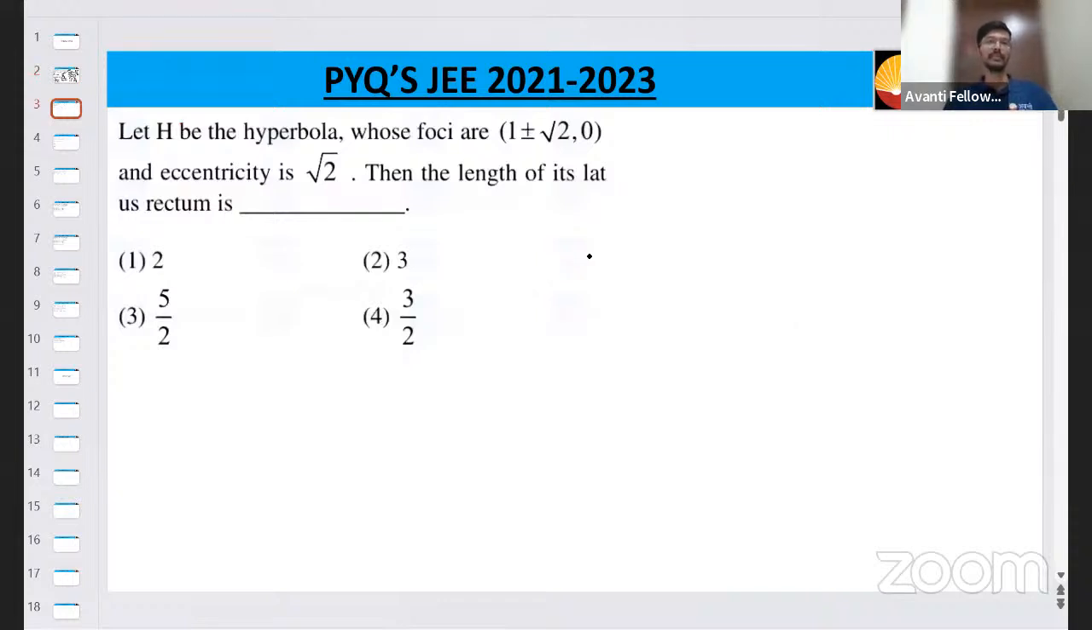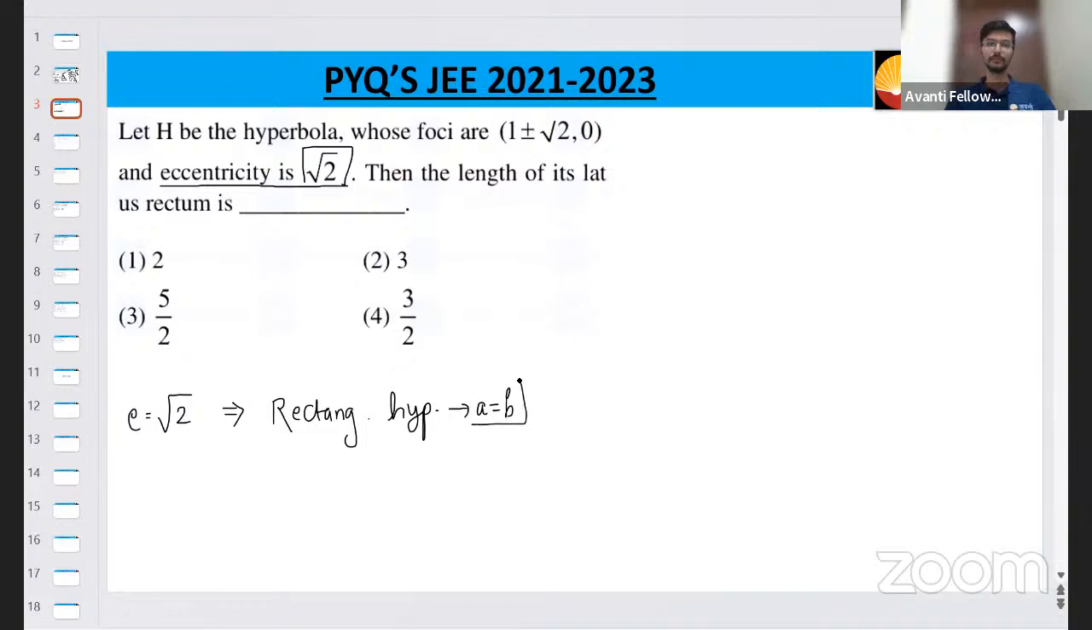Let H be the hyperbola whose foci are given and eccentricity is this. And the length of its latus rectum. Now, you see this eccentricity is root 2. If eccentricity of a hyperbola is root 2, that means the hyperbola is a rectangular hyperbola. And rectangular hyperbola means A is equal to B.